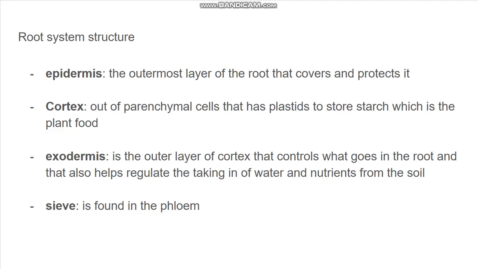Next we have the cortex, and the cortex is made out of parenchymal cells that have plastids to store leftover food, to store the plant's food as starch. And then next we have the exodermis, and the exodermis is like the epidermis. So the exodermis provides outer layer protection for the cortex, and it also controls what goes in and out of the root, and controls the root's water and minerals, nutrients absorption. And then the seed is just found in the phloem.